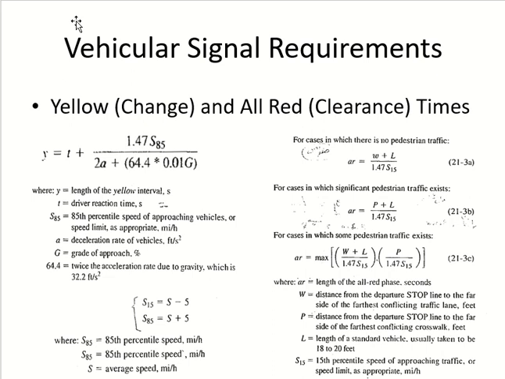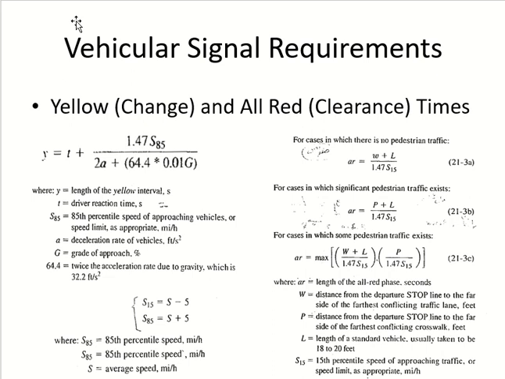Then we have the A value, which is a deceleration rate. We have some standard values given by AASHTO. Then we have 64.4, which is basically 2 times gravity. So they put the value of gravity, 64.4, and capital G is the gradient.